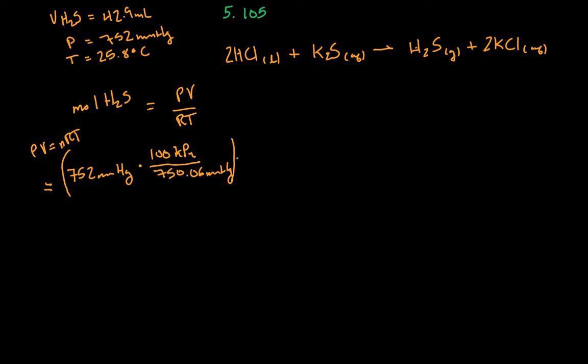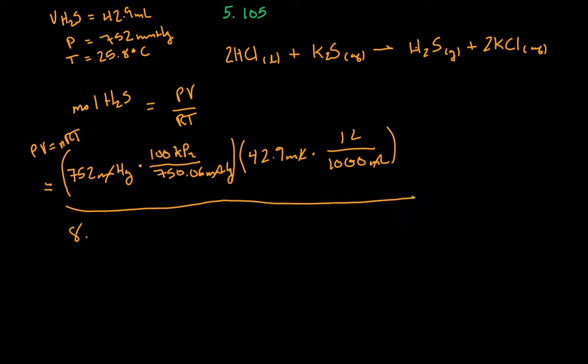Next we have the volume. Volume is in milliliters, which is an easy fix: 42.9 milliliters times... write what you want up top and what you don't want on the bottom. That's going to give us kilopascal liters.